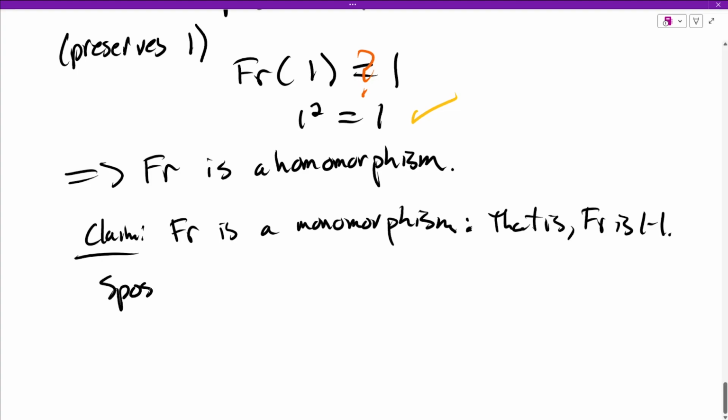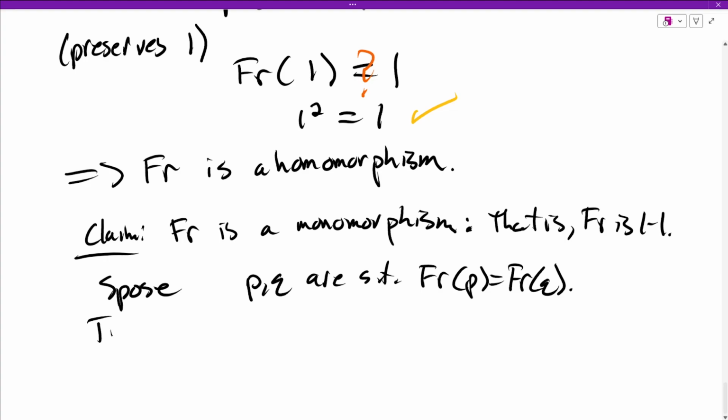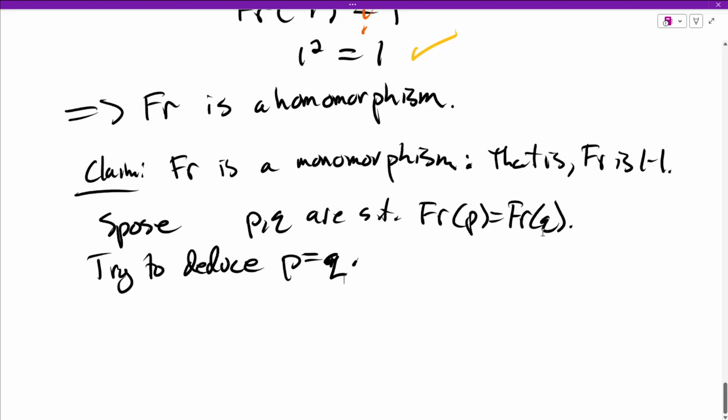Okay, so how do you check something is a homomorphism? Well, you suppose that P and Q are such that the Frobenius of P equals the Frobenius of Q. And then from this, you try to deduce that the only way for two guys to have the same output is if they were actually the same to begin with. And let's do exactly that. So we're going to suppose this, and we're going to show that P must have been Q. All right, the Frobenius of P equals the Frobenius of Q is what we're supposing.